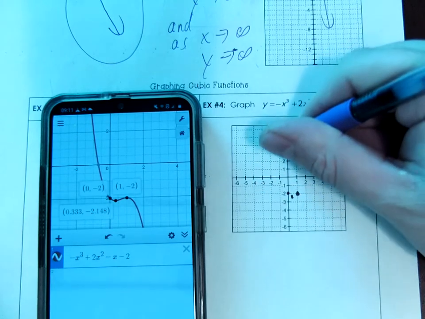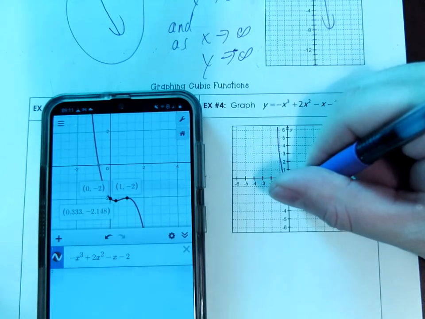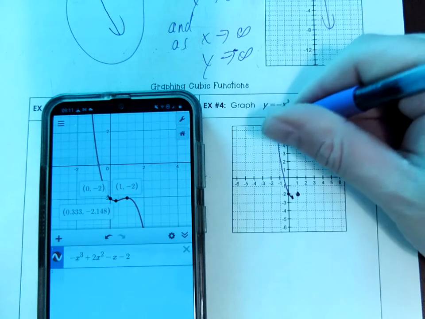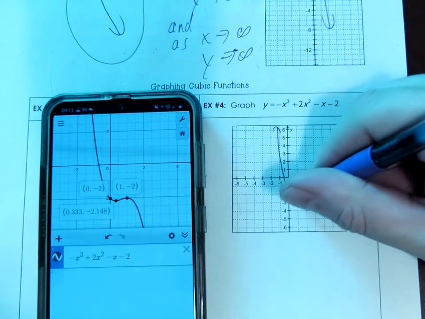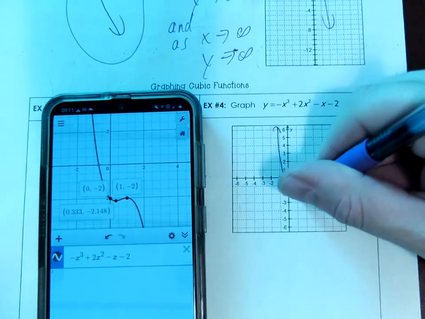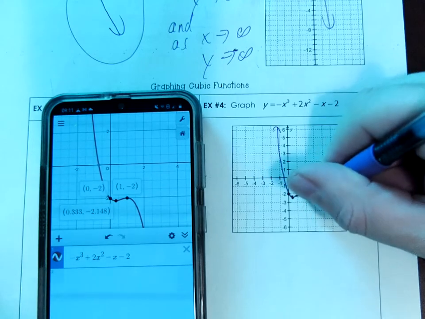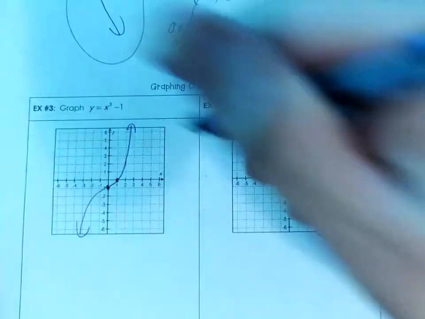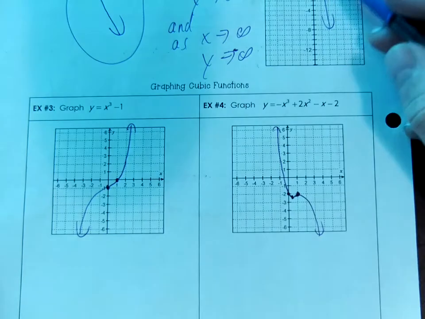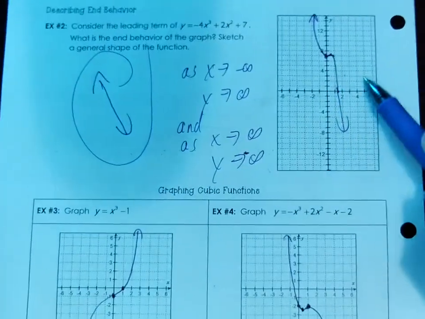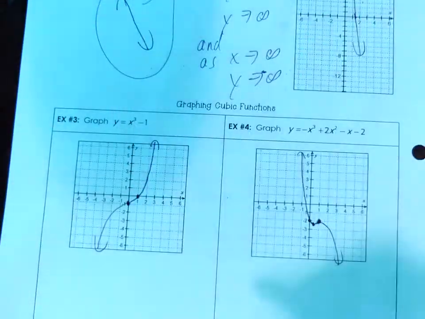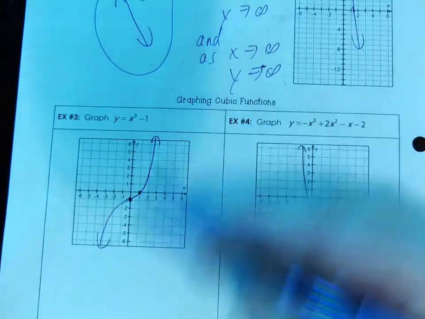So it's coming down. So it's got the frown face on the right, and smile on the left. So it has the same general shape as this first one we did here. This graph does that way, and then this one has the shape this way.